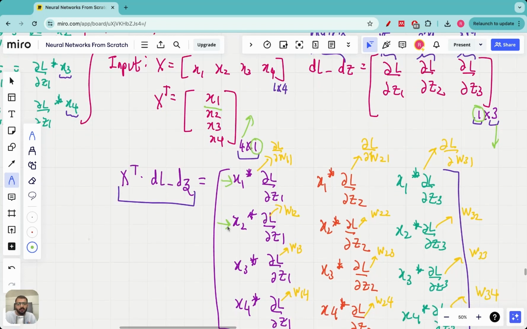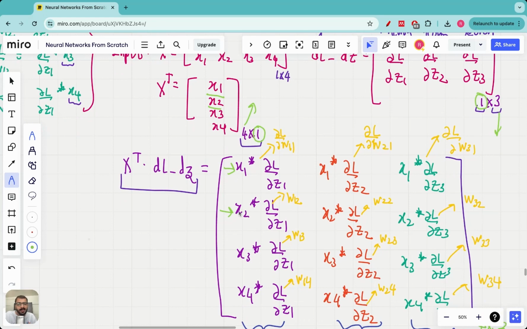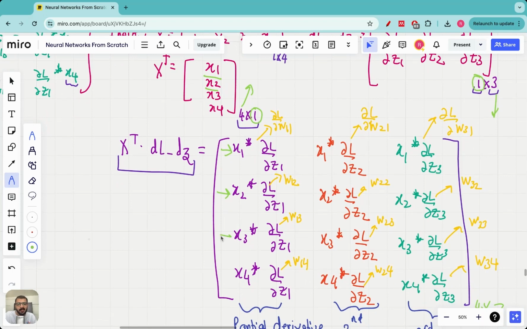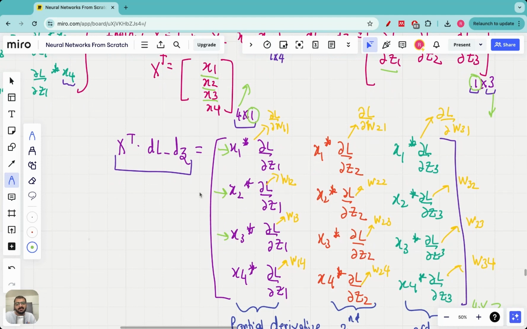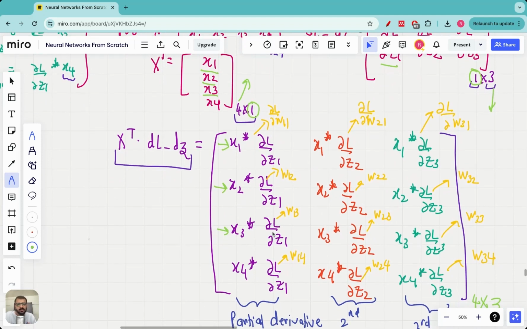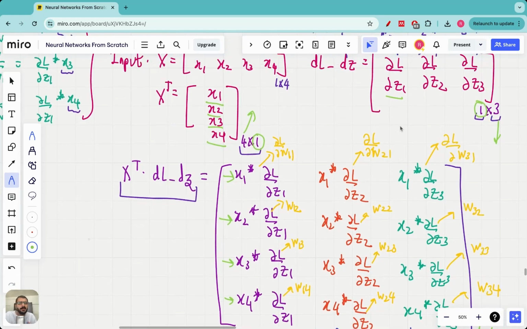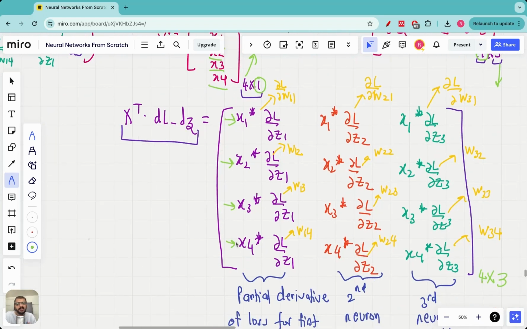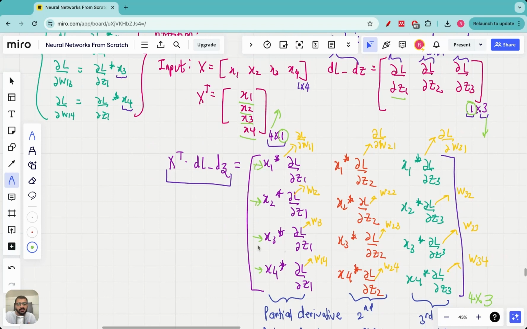This second entry will be the second row multiplied by the first column. So it will be x2 multiplied by the partial derivative of L with respect to z1. The third entry will be the third row here multiplied by the first column, which is x3 into the partial derivative of L with respect to z1. And the fourth entry here will be the fourth row multiplied by the first column. So it will be x4 multiplied by the partial derivative of L with respect to z1. Now look at these quantities, this quantity, this one and this one.